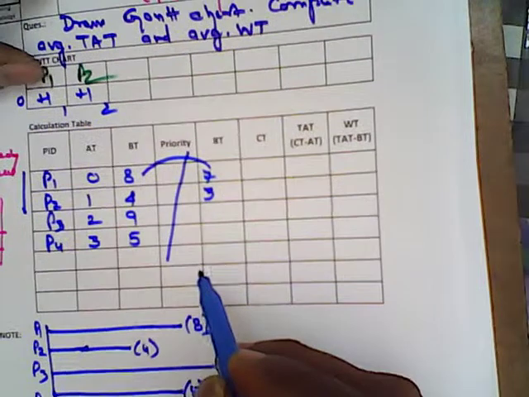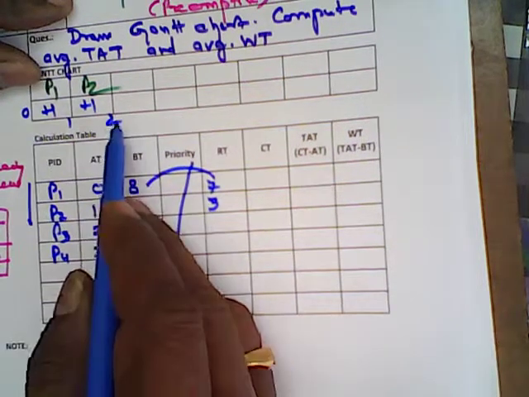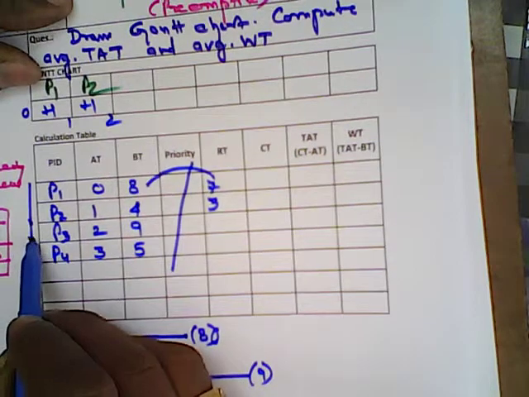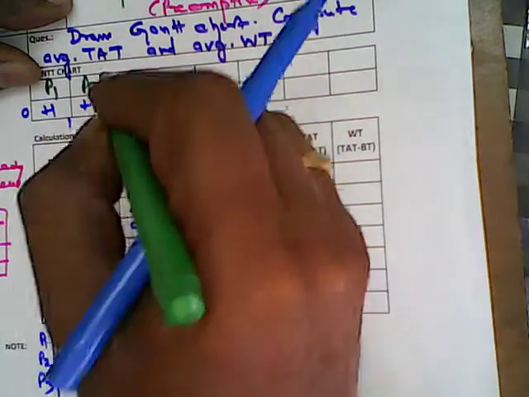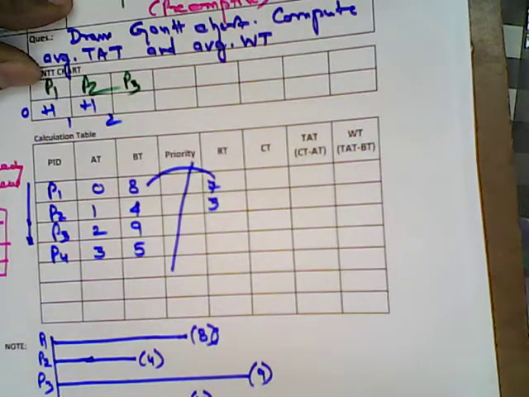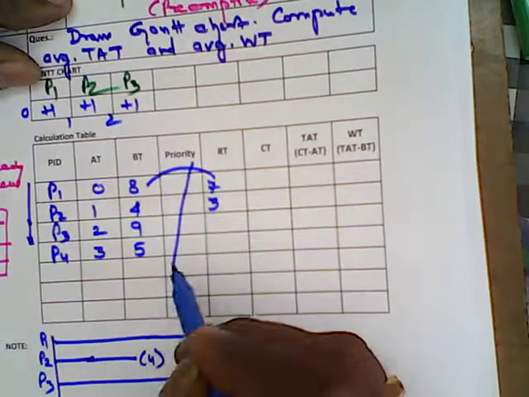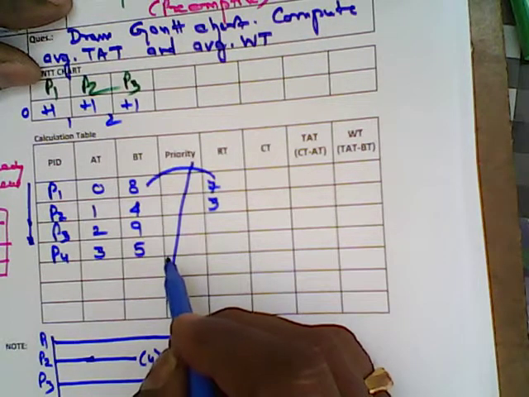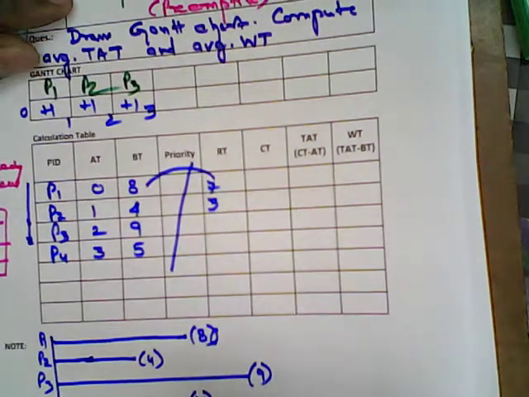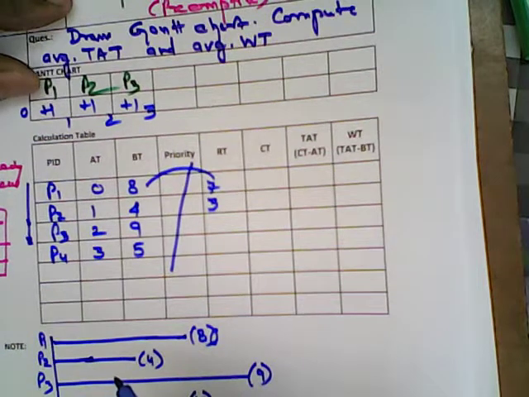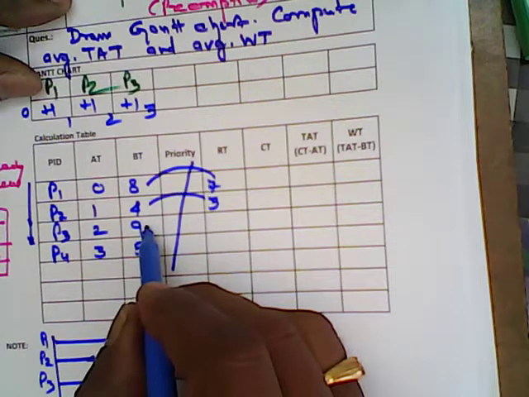Now next comes the process P3. So at 2, what happened? Process P3 has arrived. Now when the process P3 arrives, we add one more unit of time and compute, and we make the process P3 execute for 1 unit of time. So from here also we are computing, and we bring -1 here and make it 8.